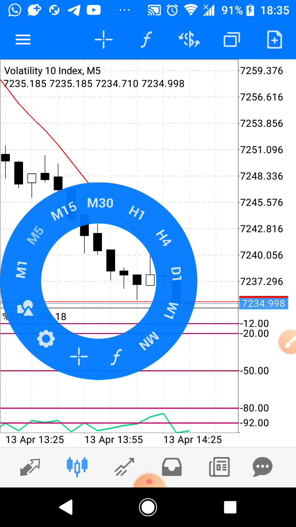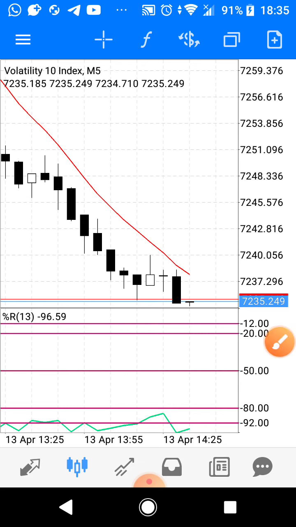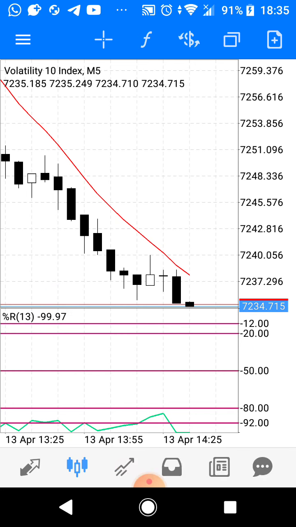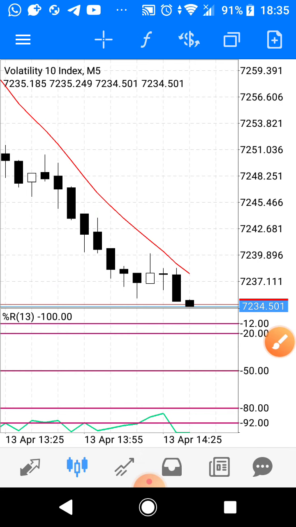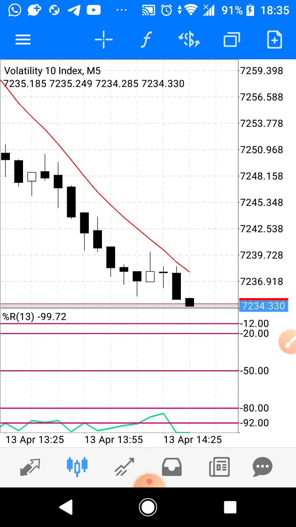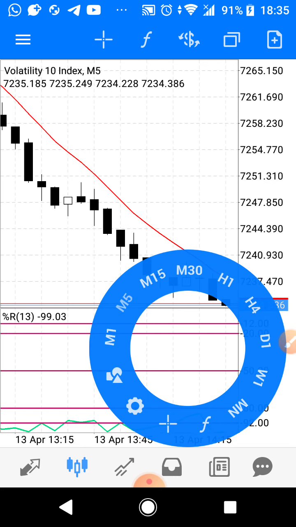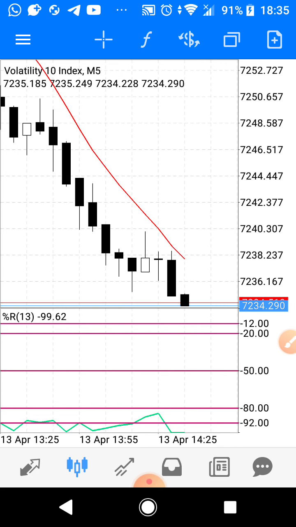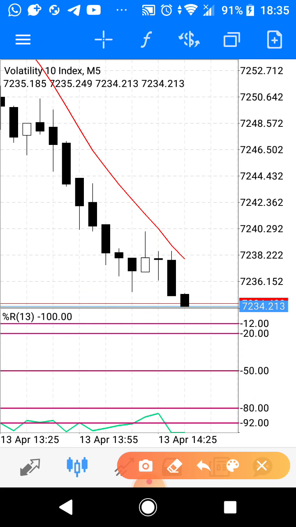Because of this. It is too down. Too way down. What I advise is that you wait for a reversal. You've seen that it is down. When do you get a reversal? A reversal is when this R13 comes to 80.